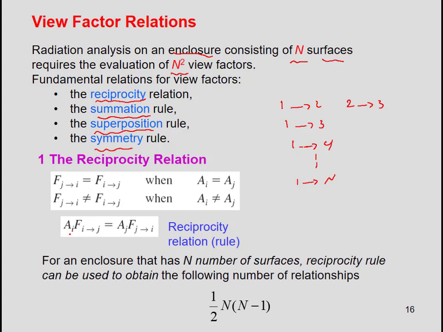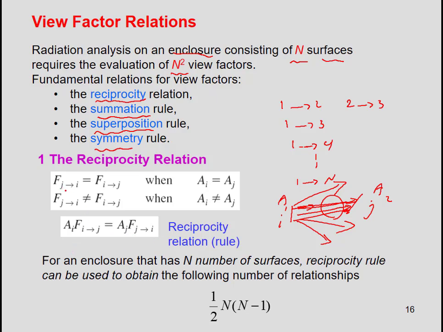It's Ai times Fij equal to Aj Fji. Imagine this is two surfaces, surface i and surface j. So we have radiation from this surface to this surface. We are going to understand the fraction of radiation from surface i to surface j. This is A1, this is A2. I have this relationship between them: Ai Fij equal to Aj Fji.